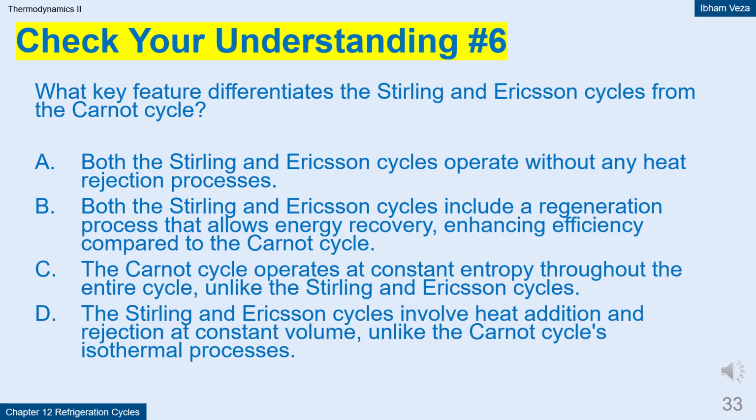Answer B. Both the Stirling and Ericsson cycles include a regeneration process that allows energy recovery, enhancing efficiency compared to the Carnot cycle. Explanation of why other answers are wrong. A. Both the Stirling and Ericsson cycles operate without any heat rejection processes. Incorrect, because both cycles involve heat rejection, but they are enhanced by the regeneration process.